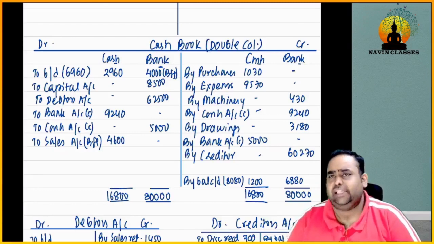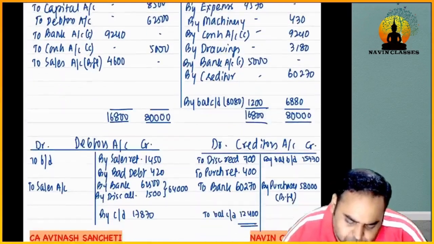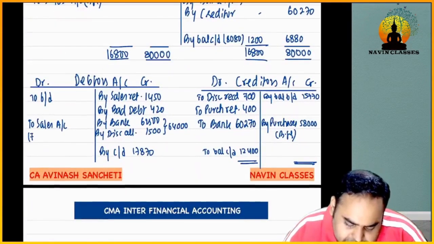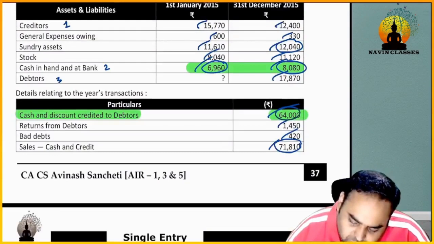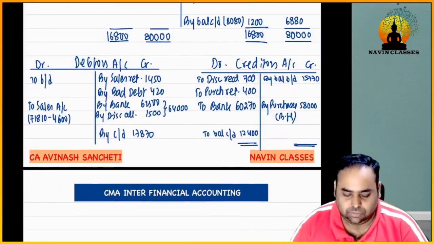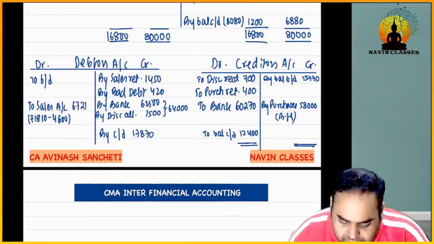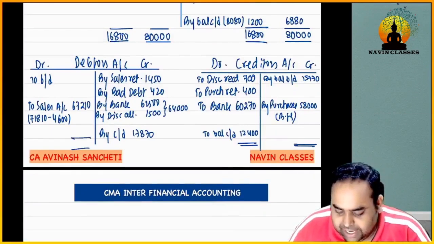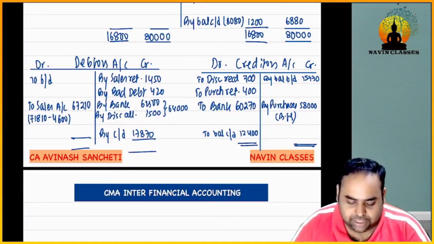And the sales has already been shown in the trading account. If cash sales are 4,600, then credit sales are 71,810 minus 4,600, which will be 67,210. And now this ledger will also be balanced, correct?